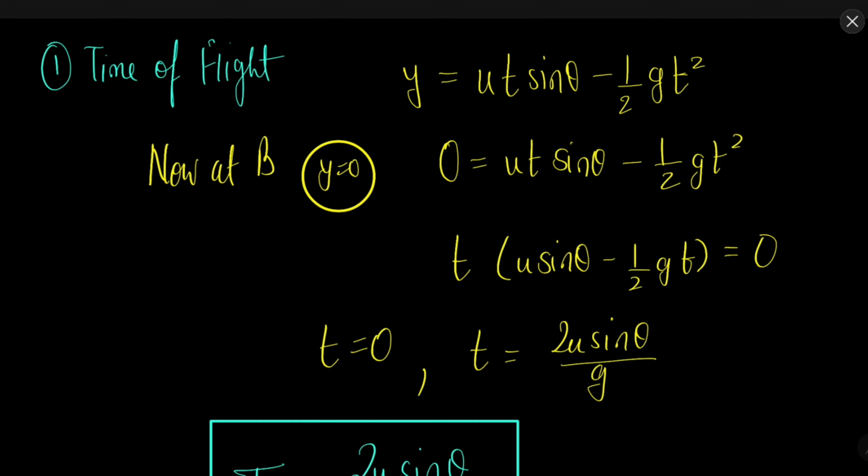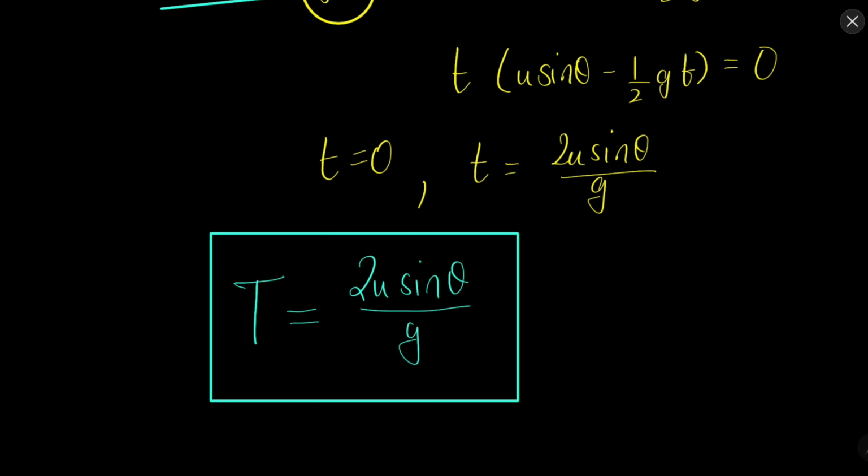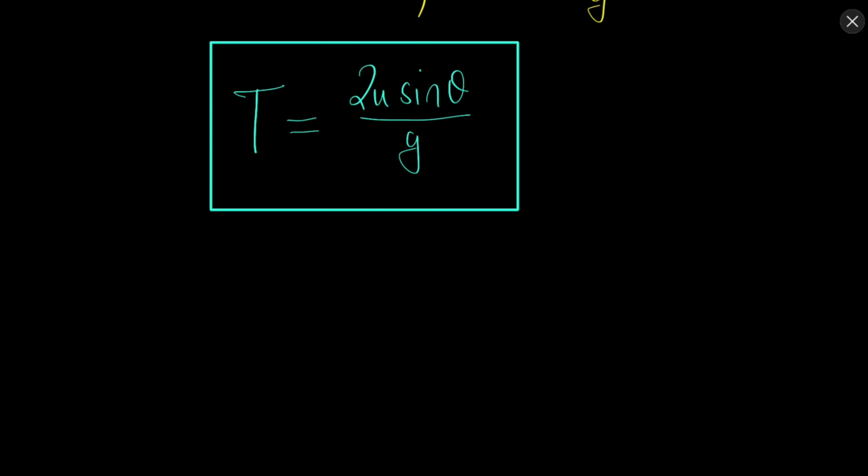Why did we use point B? Because point B was the last point. At point B, y was 0, and using that we got the value of time of flight, that it is this amount of time we were in air.